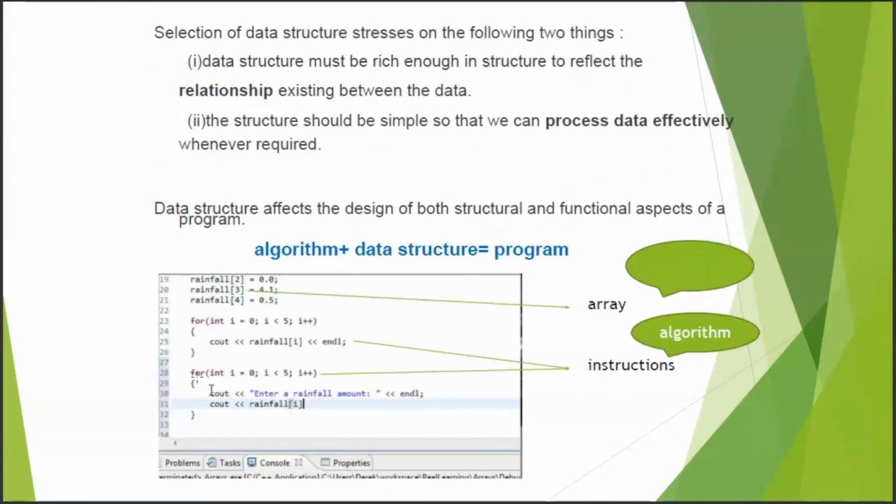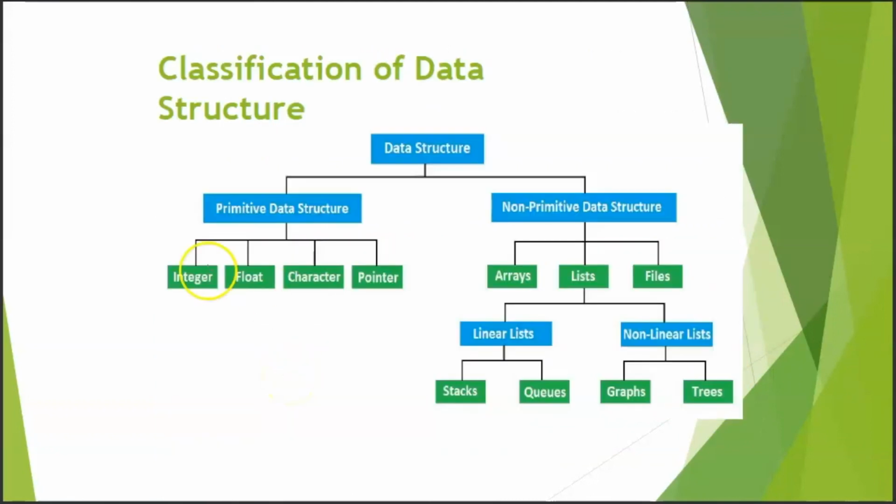And the selection of a data structure rests on the following two things. The data structure must be rich enough in structure to reflect the relationships existing between the data. Normally, what is a program? A program is algorithm plus data structure. In this program, these are the arrays, right? These are the arrays, and these are the instructions.